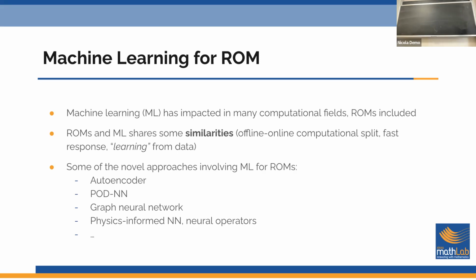In the same way, in machine learning, especially with neural networks, you have to spend a lot of time at the beginning just training the model. So in my opinion, these two aspects are very similar and help a lot to integrate everything into a unique frame. Also, you have the same goal for machine learning and reduced order modeling.